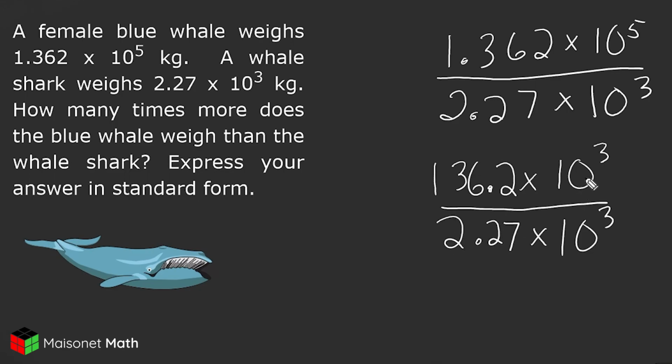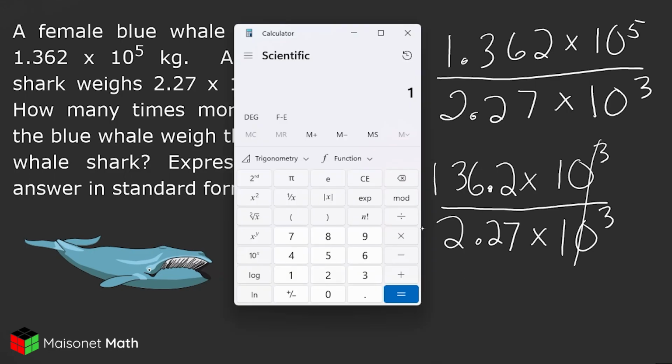And now on the bottom, I'm just going to bring down 2.27. Now, we know that anything divided by itself is 1, so these 10 to the thirds cancel each other out. So all we have to do now is take this number and divide it by this number. So let's go ahead and take 136 and 2/10 and divide that by 2 and 27/100. And you can see that we get 60 just like we did with the first strategy.